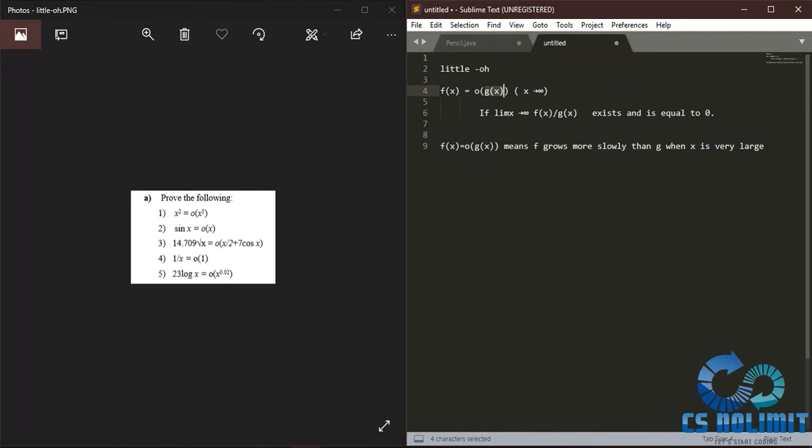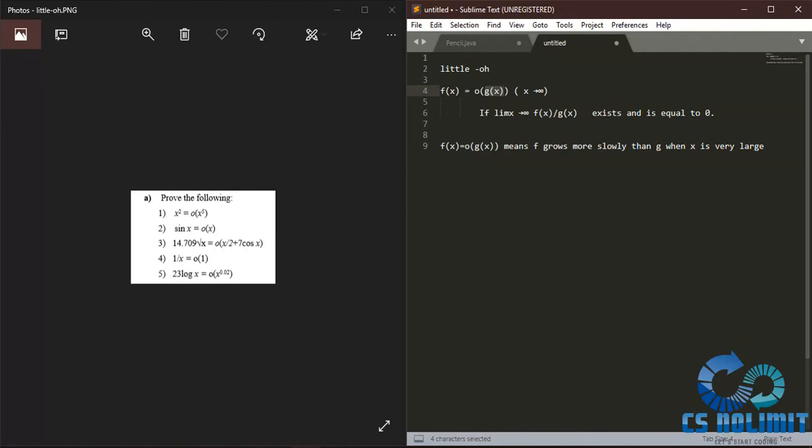Okay, here is what I'm going to explain. f of x equals o of g of x means that f of x grows more slowly than g of x. Little o means that the function inside is increasing a lot more than the other function when x approaches infinity. Infinity means it can be from positive integers, 1 and going forward.